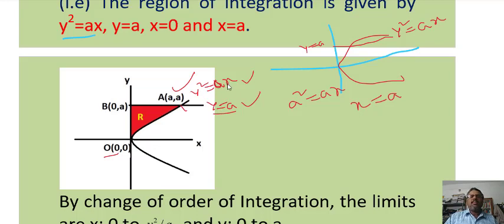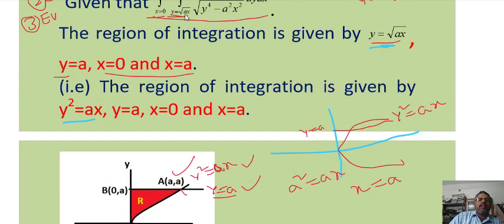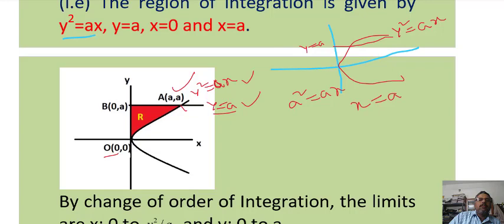Now, for the integral with y from root of ax, observe along the y-axis. The lower curve is the parabola, the upper curve is y equals a, and the x coordinate is from 0 to the x coordinate a. So this red colored region is our region. We have identified the region for this double integral.